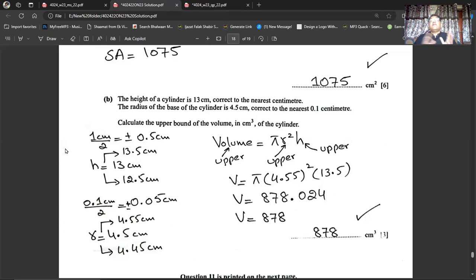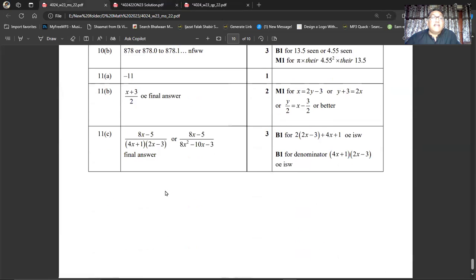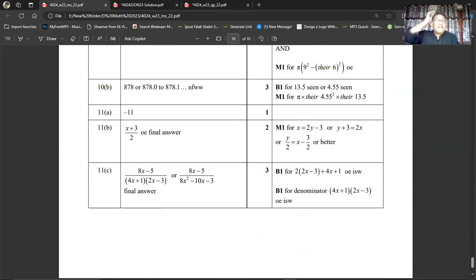So volume will be equal to pi times r square, so 4.55 square, and then the height's upper bound is 13.5. So just simply do this calculation, you will get the volume 878. 878 is the right answer, sir. I hope you understand this.